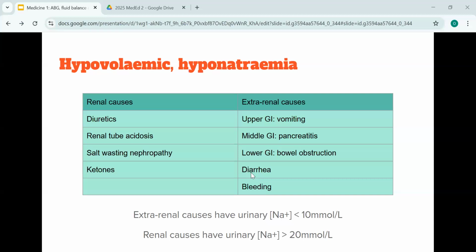If the kidneys are the cause of the low sodium, you'd expect there to be an increased loss of sodium because the kidneys aren't able to function as they need to do to reabsorb all of that sodium and maintain a normal level in the blood. So you'd expect levels higher than 20.